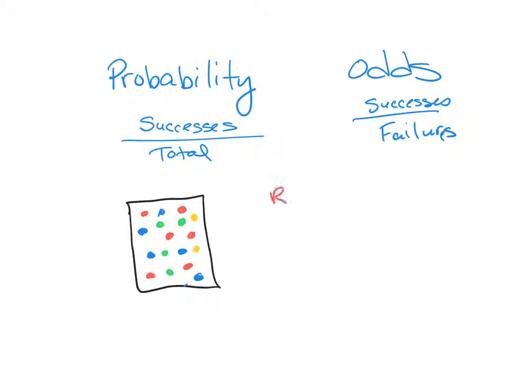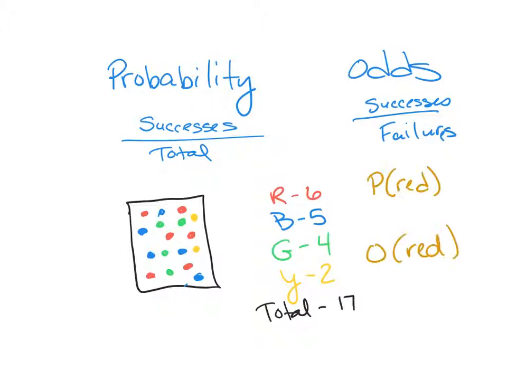So we have red, we have 6 of them. Blue, we have 5, right? Green, we have 4. And yellow, we have 2. So the one thing we need to find out is the total of the things inside, and that's 17. So the total is 17.